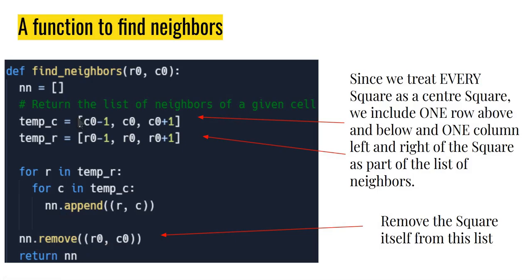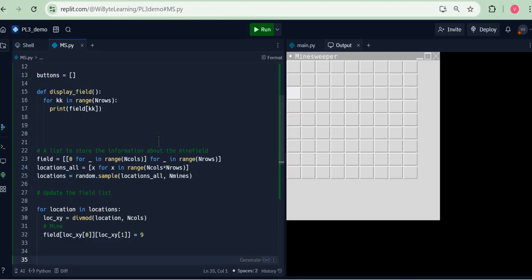So this function is going to return a list of neighbors, assuming that the square we are talking about is a center square. For center squares, obviously this is correct. For the edge and the corner squares, we will have to make some adjustments, as we'll see a little bit later. So I get to my code over here.